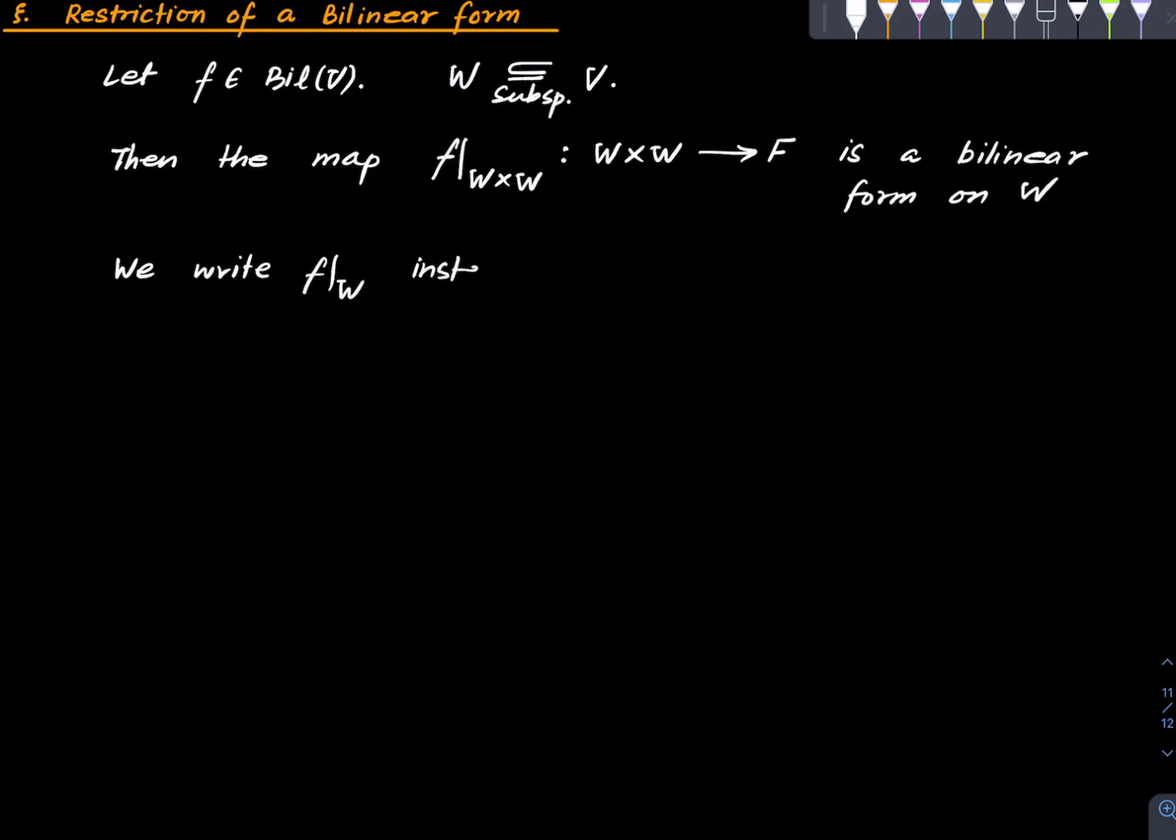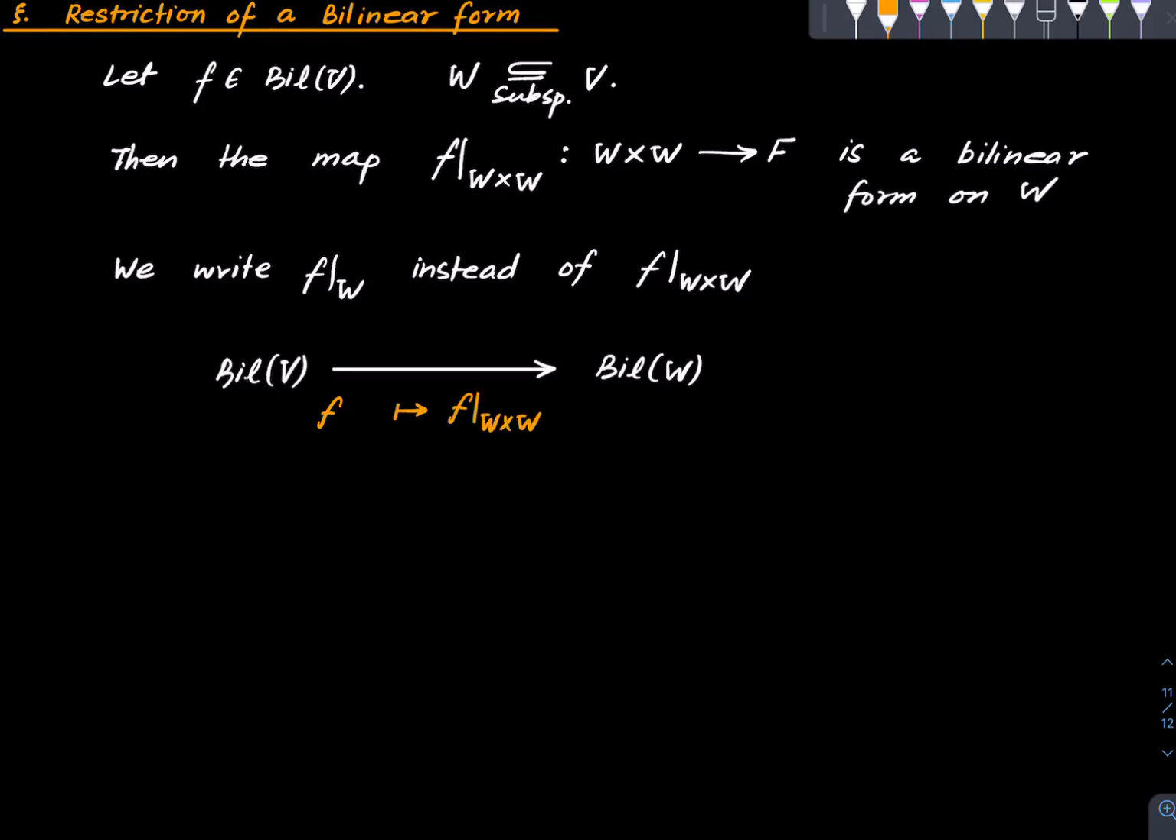which we write as FW instead of the full restriction, so we just abbreviate this a little bit, even though this is the proper way to write it. This can cause confusion, but anyway, this is just a point of notation. So all we are saying is that we have a map from the space of bilinear forms on V to bilinear forms on W. Just send a bilinear form to its restriction. So I'm using this notation instead of that. Anyway, and one can check that this is also a linear map. Okay.